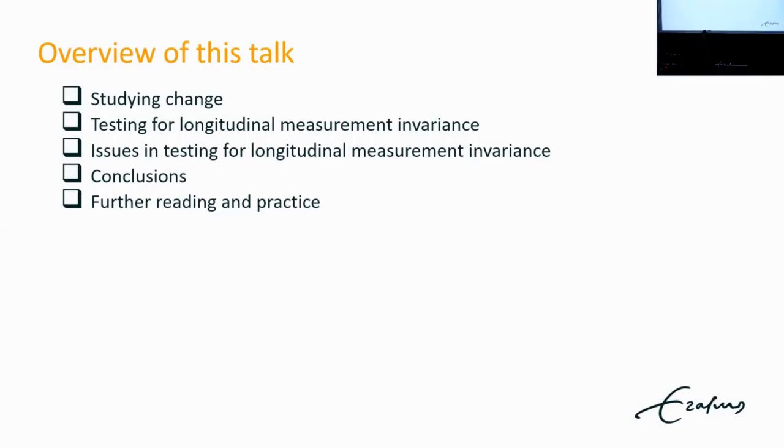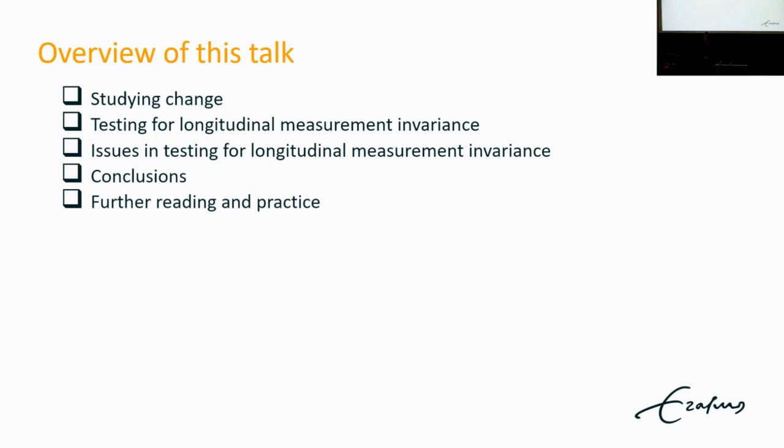So let's first have a look at some questions that we might have when we are interested in change. Then I'm going to introduce the whole principle of testing for longitudinal measurement invariance to you. We are going to discuss some issues that are still out there when testing for measurement invariance. A lot, we know how to do it already, but there are still some methodological issues that people are working on. And then we'll arrive at some conclusions, and I will also suggest some further reading to you and some further practice. And that's what we are going to do in the hour after that.